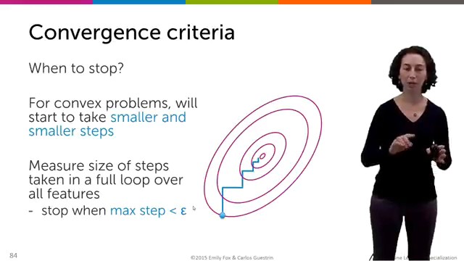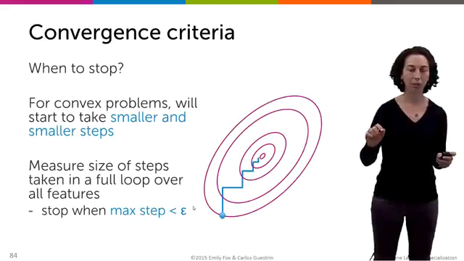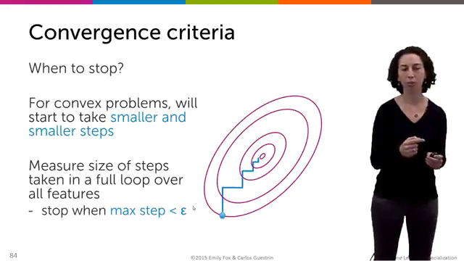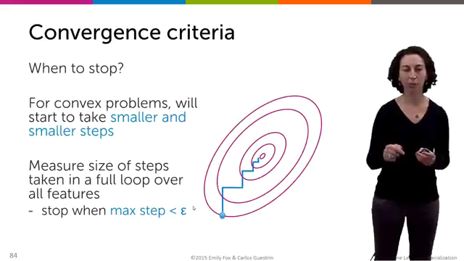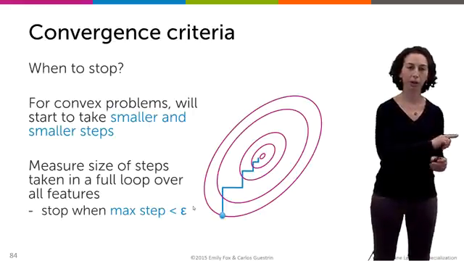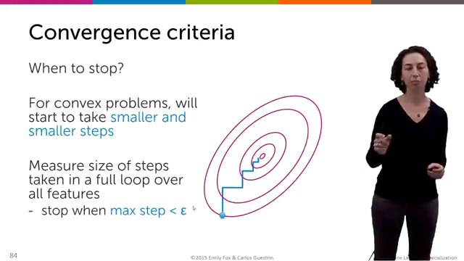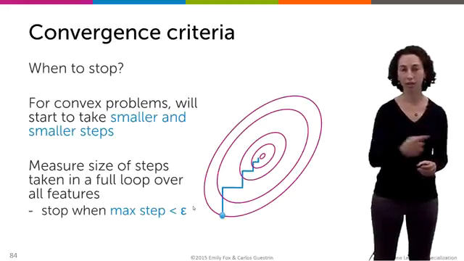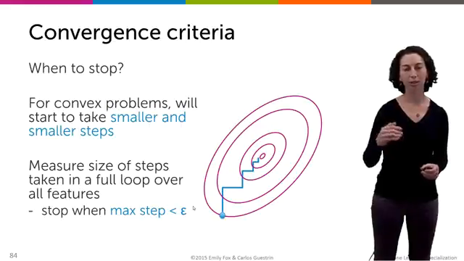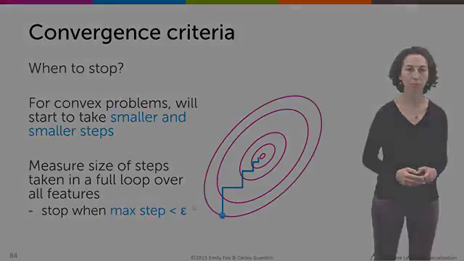Because I want to emphasize we have to cycle through all of our coordinates, 0 to d, before judging whether to stop, because it's possible that one coordinate or a few coordinates might have small steps, but then you get to another coordinate and you still take a large step. But if over an entire sweep of all coordinates, the maximum step that you take in that entire cycle is less than your tolerance epsilon, then that's one way you can assess that your algorithm's converged.